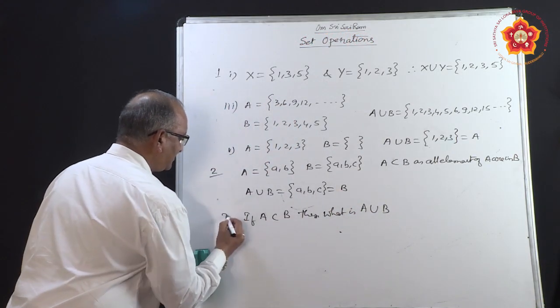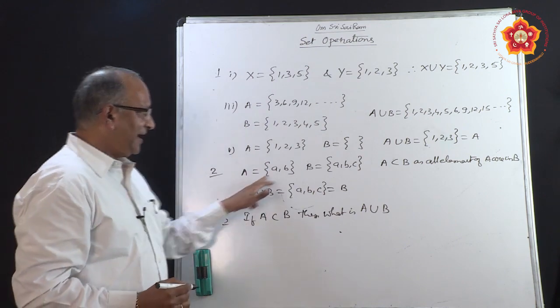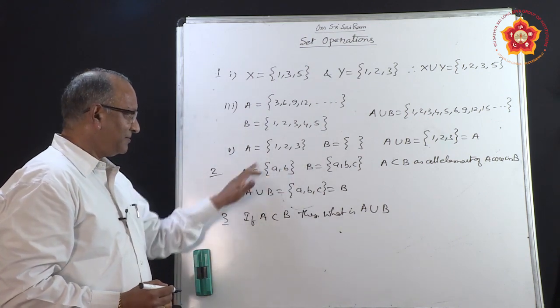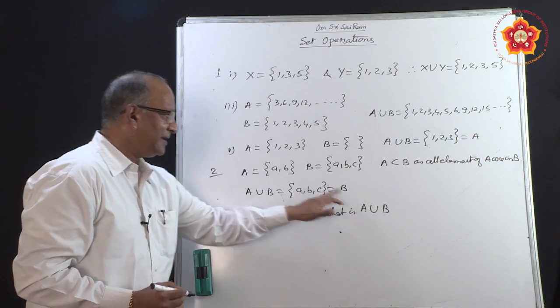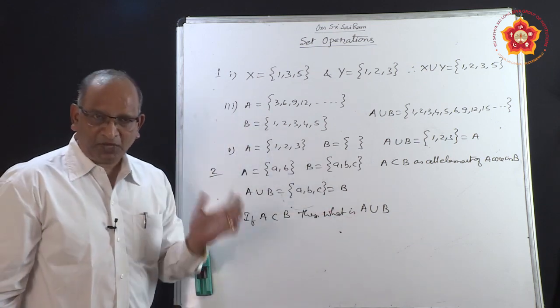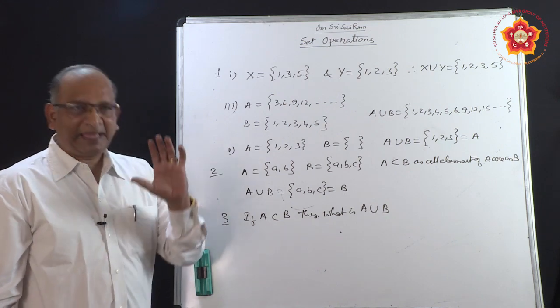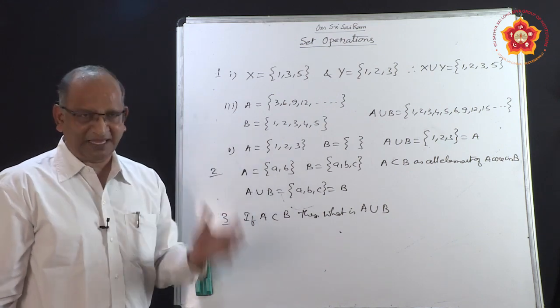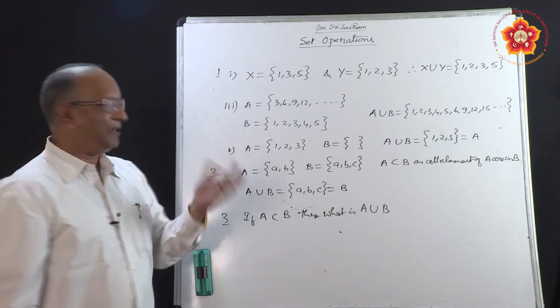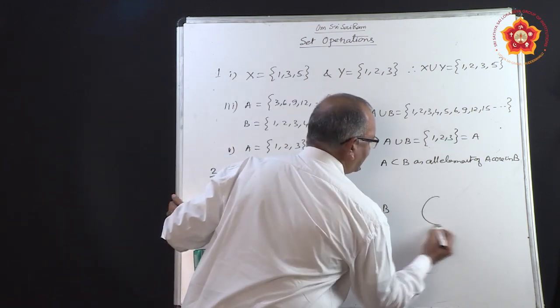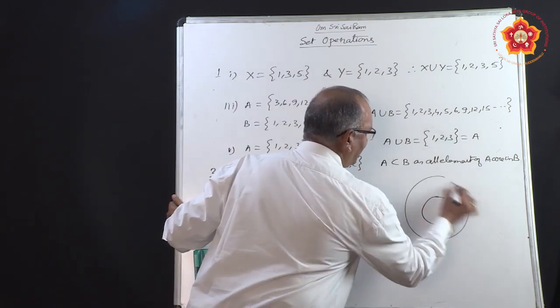The answer to the previous question: if A is a subset of B, what is A union B? It is B itself. You can also understand this with the help of a diagram. A is a subset of B, meaning all the elements of A are present in B. Something like this: this is A and this is B.